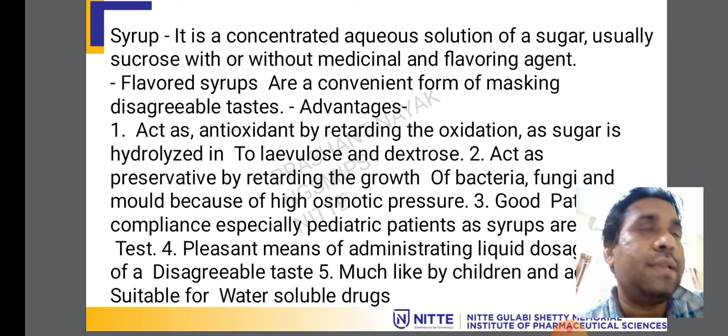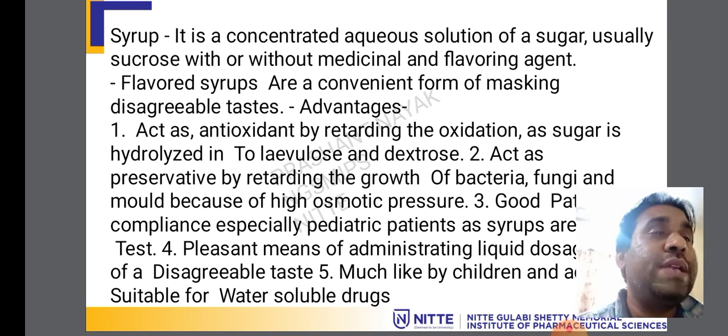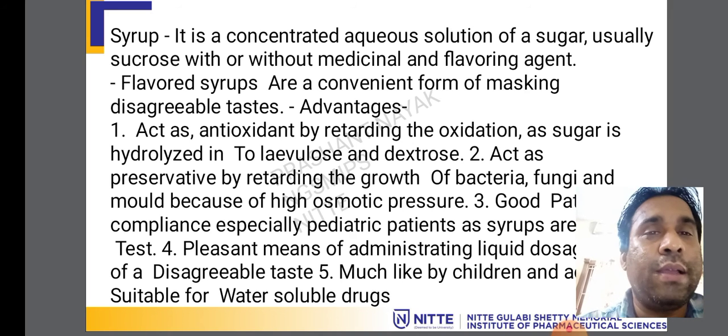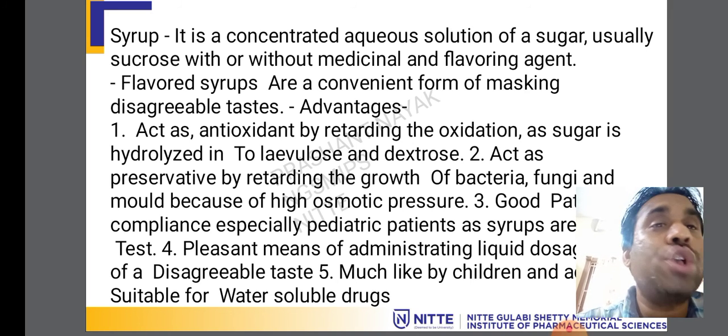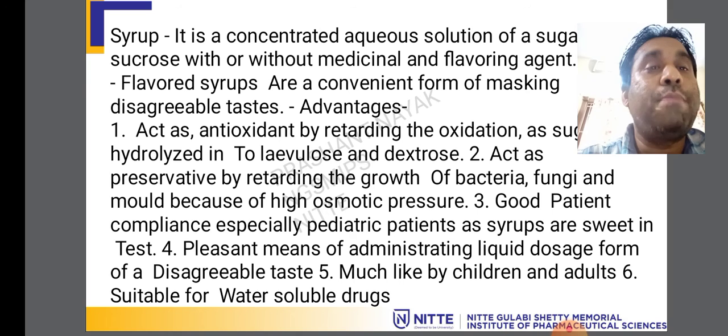Now, what are the advantages? It acts as an antioxidant by retarding oxidation, as sugar is hydrolyzed to levulose and dextrose. It acts as a preservative by retarding the growth of bacteria, fungi and mold because of the high osmotic pressure. Good patient compliance. Palatability is better, especially in pediatric patients, as syrups are sweet in taste. Pleasant means of administration, a liquid dosage form.